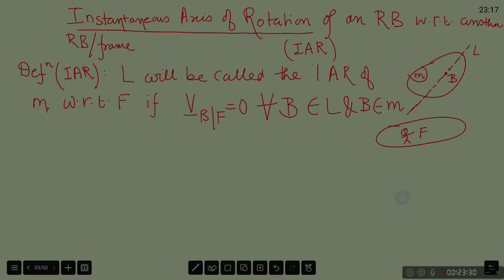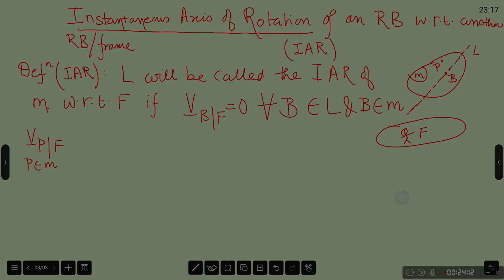Suppose we are able to find this line L. Suppose we are able to identify the instantaneous axis of rotation of body M. How is it useful? Why do I bother? The utility of axis of rotation is that it may help us find the velocity of a particle, a point on M, in a simple manner.